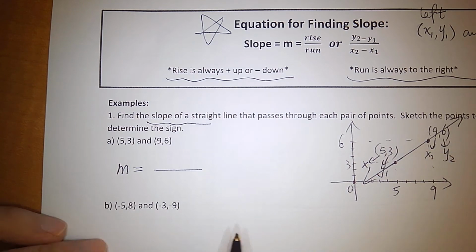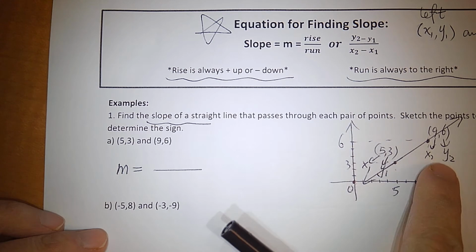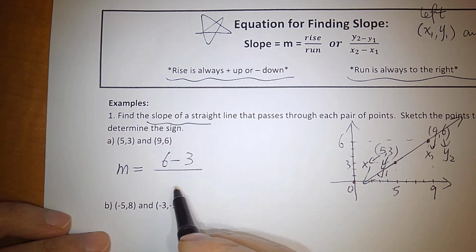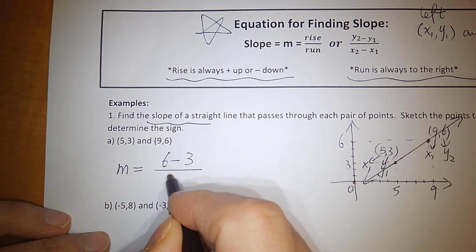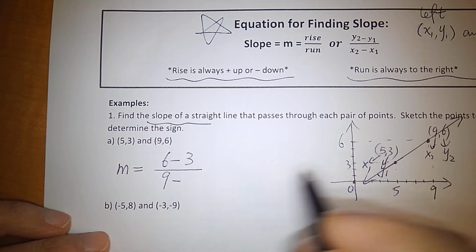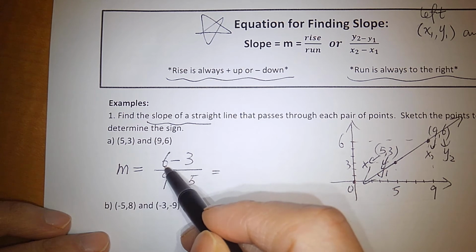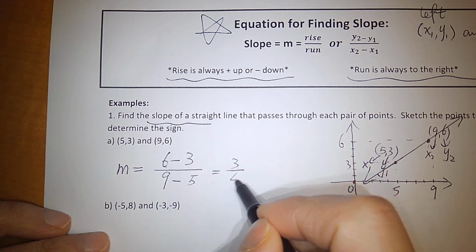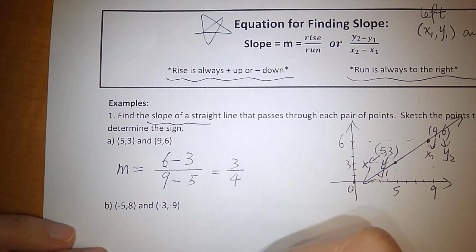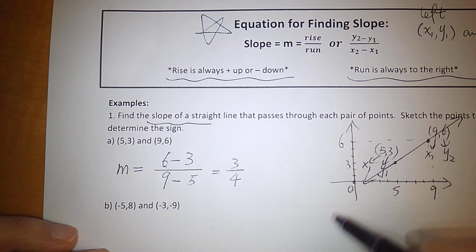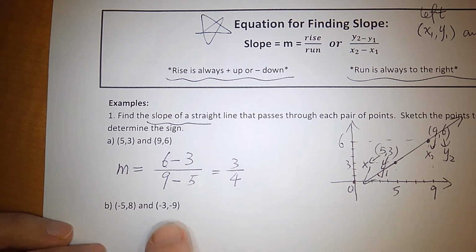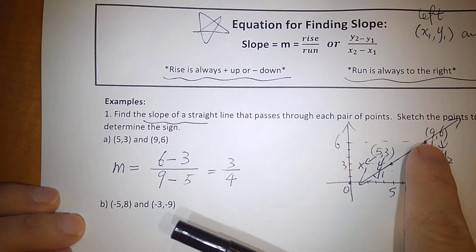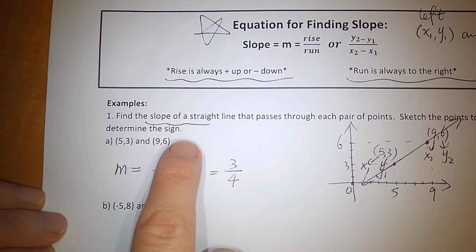y2, right? So by using the formula, we use y2, which is 6, minus y1, 3, divided by x2, which is 9, minus 5. So 6 minus 3 is 3. 9 minus 5 gives us 4. 3 over 4, right, is the slope of the line, okay? Alright, we're not done yet, okay? Find the slope of the straight line, and sketch the points to determine the sign.